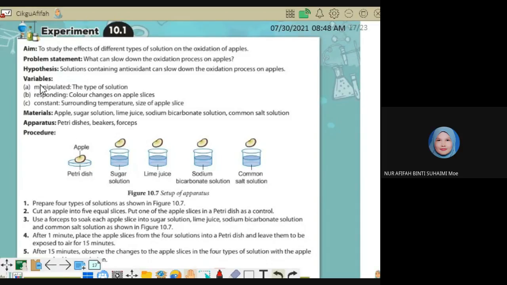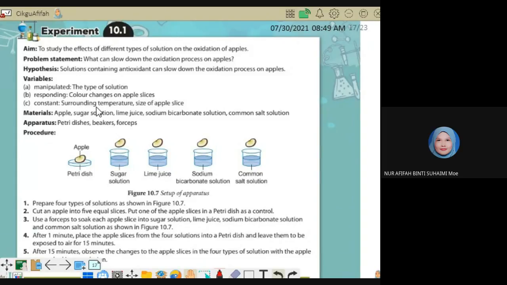Okay, variable. What is the manipulated variable? What you change in the experiment? The type of solution. You see the type of solution is different. Responding variable. Okay, what we want to measure? What we want to observe? Apa yang kita nak tengok? The color change on apple slice. Ada tak perubahan warna pada apple? That we want to observe. Responding variable. Constant: surrounding temperature, size of apple slice or the volume of the solution. Okay. Constant variable. Yang tak berubah lah.